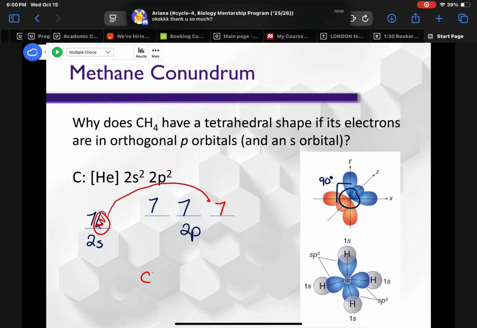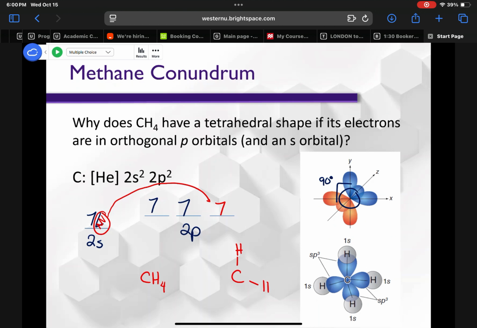If I draw CH4, I would draw it like this. We know that it has 4 regions of electron density, and the bond angles are 109.5 degrees apart. But p orbitals, px, py, pz, are orthogonal. So px, py, pz, they're all 90 degrees apart. When I draw methane, CH4, I don't have anything that's 90 degrees, even though the electrons should be in an s orbital and in 3 orthogonal p orbitals, px, py, pz.